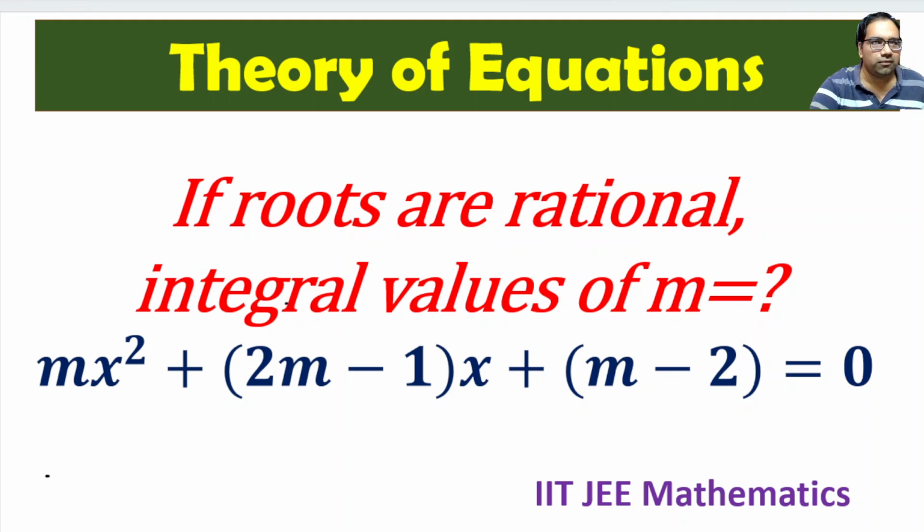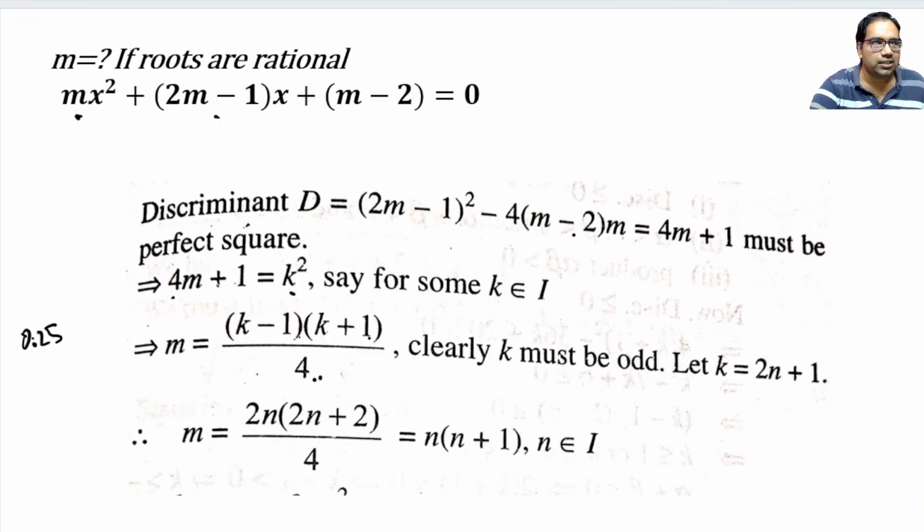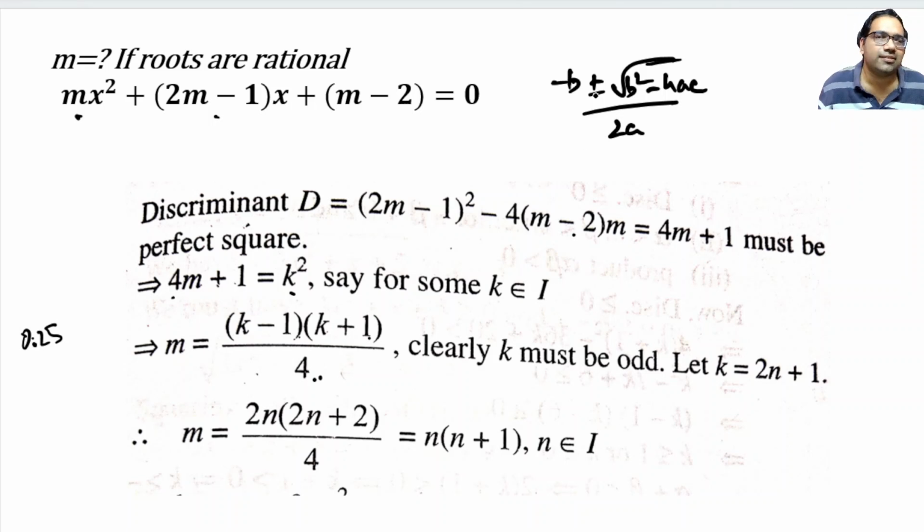Now, we know for a general equation like ax square plus bx plus c, what are the roots? Minus b plus or minus under root b square minus 4ac by 2a. These are the two roots for a quadratic equation. Now we want these two roots to be rational.